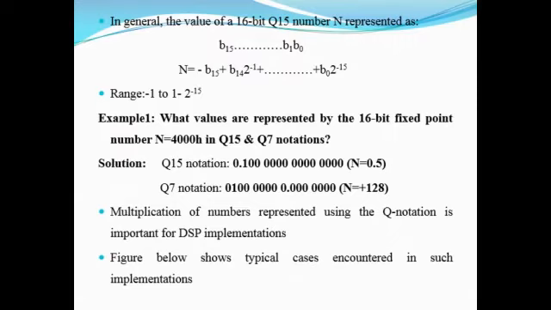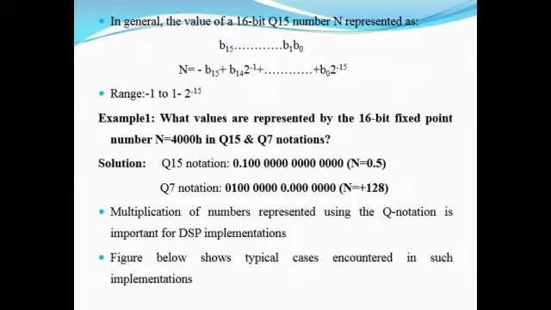In general, for a 16-bit Q15 number, n can be represented as minus B15, where the suffix 15 represents the position of the bit in the number. That is the 15th position, the last position in the number, because we consider it from B0 to B15. B0 is the least significant bit of a number, and B15 is the most significant bit of a number.